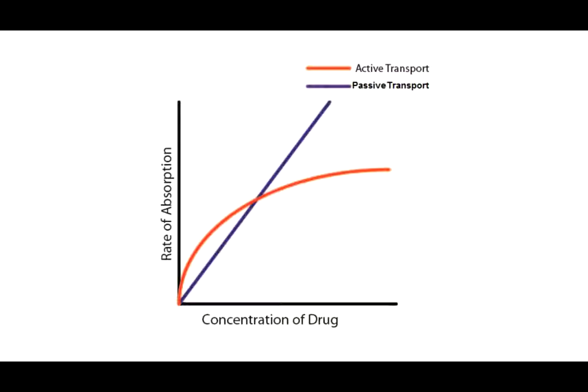In active transport, as a carrier mediated transport, there would be saturation, and at some point it becomes saturated, and it becomes a ceiling limit. It is shown as an arc, but in passive diffusion it is a linear relationship.